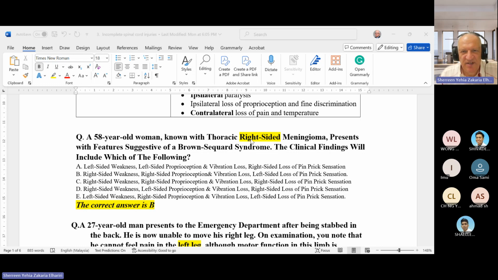So this patient has a right-sided lesion, so we're looking for weakness on the right side and loss of sensation on the left side. So either A or E. Left side weakness, left side proprioception, fibrillation. Right side loss of pain and temperature sensation. Okay, we go to E, left side. So, this patient has a right-sided lesion, so right side paralysis and weakness, and loss of pain on the left side. So the answer is B.